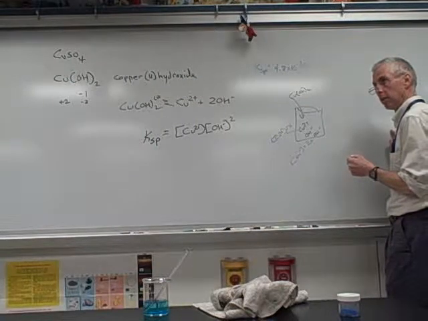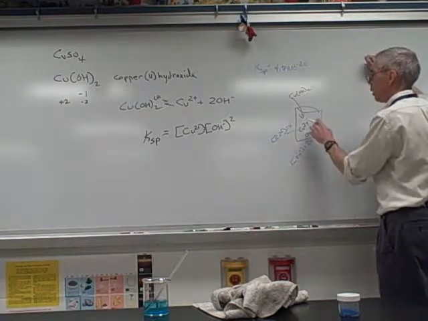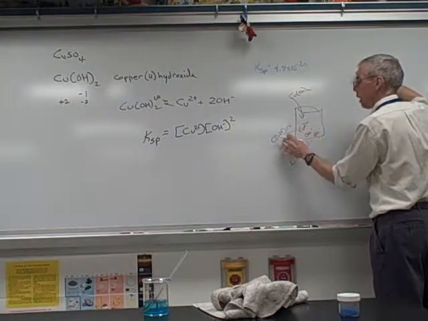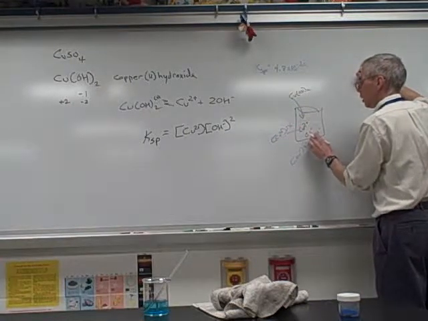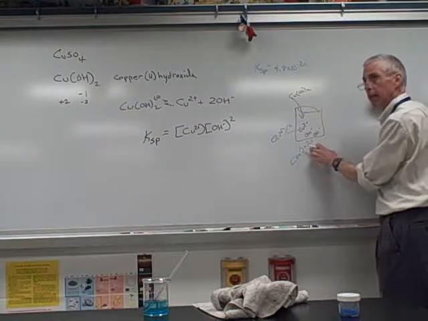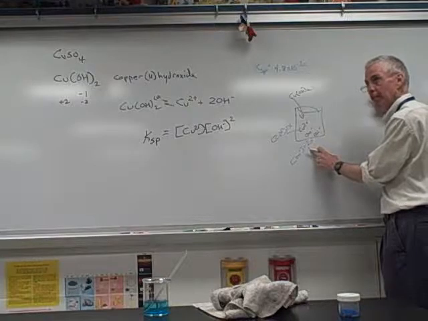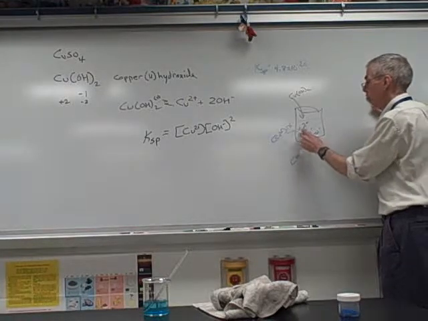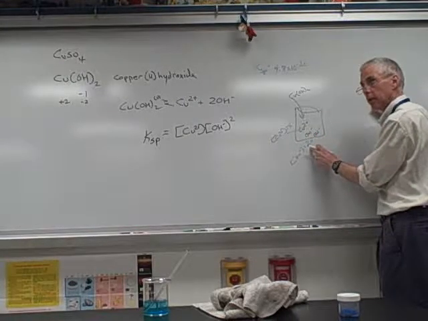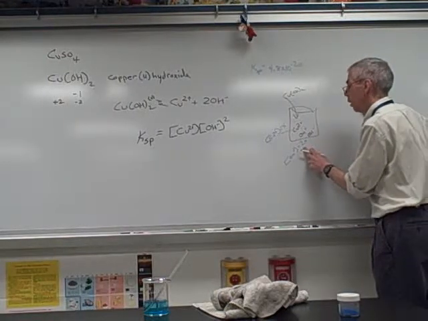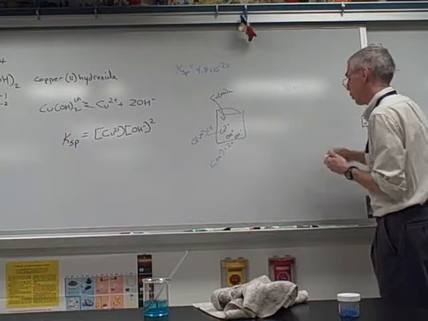Right? Think about that. For every 1 copper that goes in there, if we call the concentration of the coppers X, the concentration of the hydroxide is going to be double that. Sure. Does that make sense? For every 1 of these, we're going to get 2 of these. Good so far?